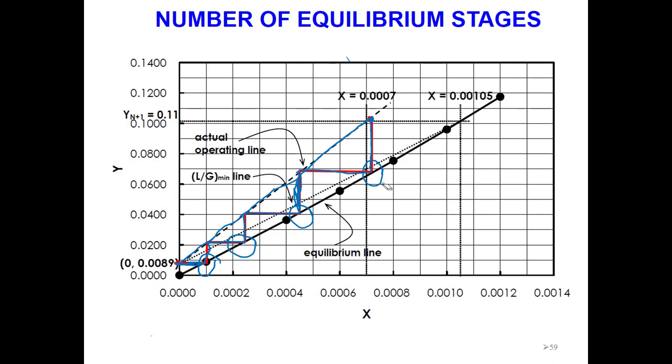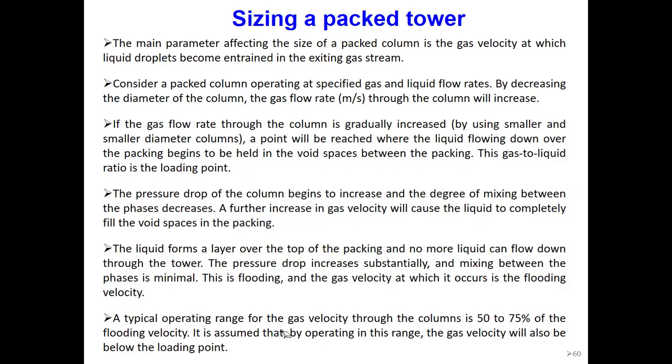How many stages do I have? 1, 2, 3, 4. Totally, I have 4 stages. Okay, so that's all about plotting and finding the number of stages. The next topic in this unit is sizing the packed column. Sizing means finding the diameter and the height. So I'm going to stop here in this video. I'm going to continue this part in another video.